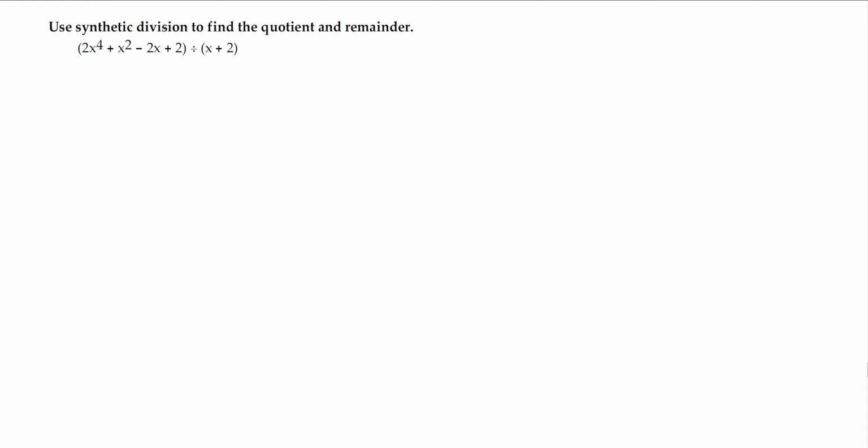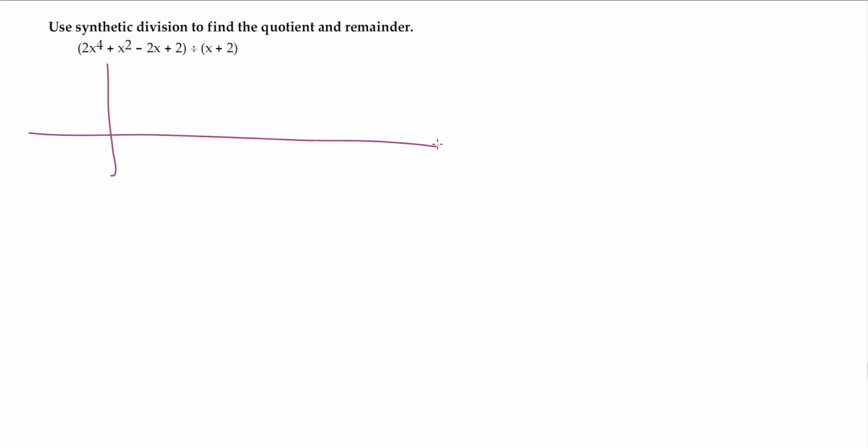Use synthetic division to find the quotient and remainder. We're given the polynomial 2x to the fourth plus x squared minus 2x plus 2, and we're dividing by the polynomial x plus 2. To set this up in synthetic division, start with our synthetic division lines.